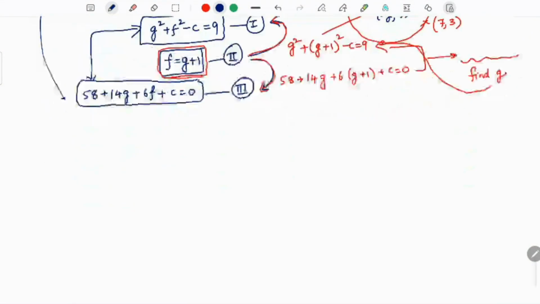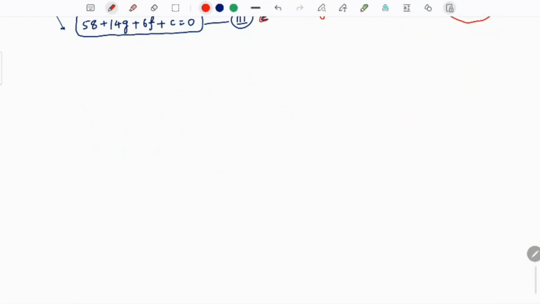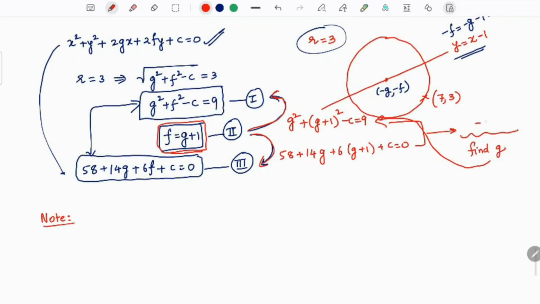All right, so let's see. One student says: I got g value as -2 and -9. Yes. Okay, then we take the first case, g value -2. G value -2 means what is the f value? g plus 1 is -1. Using that, we get the c value. I think it is coming -4.